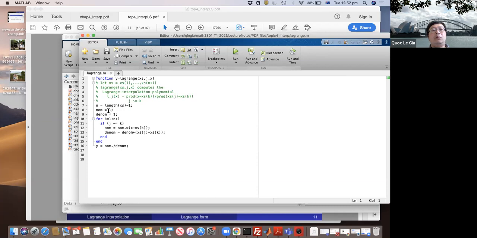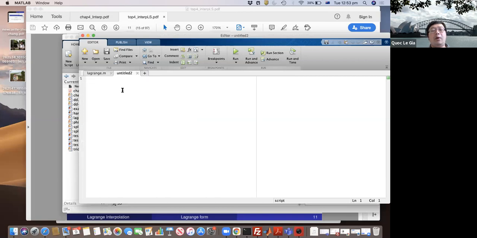The numerator is 1, the denominator is 1 initially, and then for the numerator, you just keep multiplying the product of x minus the data point at k. The denominator, you keep multiplying xj minus xk. Okay, so very explicit from the formula. And now how do I run it?